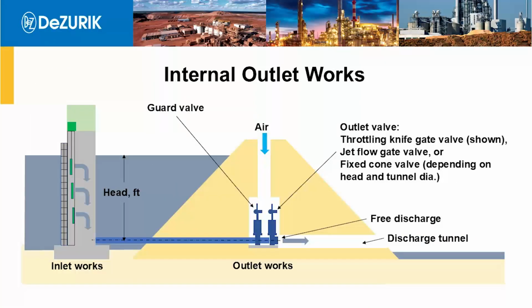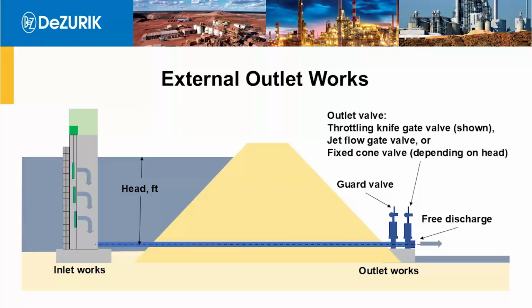So let's talk about internal outlet works. It's common to see valves installed in the middle of a dam, in some kind of a gallery or chamber in the middle of the dam, with inlet works letting water through those outlet works. Notice I've got air coming into the valve chamber. That's important for any kind of valve releasing flow because you need to aspirate the valve and make sure it can pass water without vibration and pulsation. And then external outlet works is just moving the valves to the downstream side of the dam.